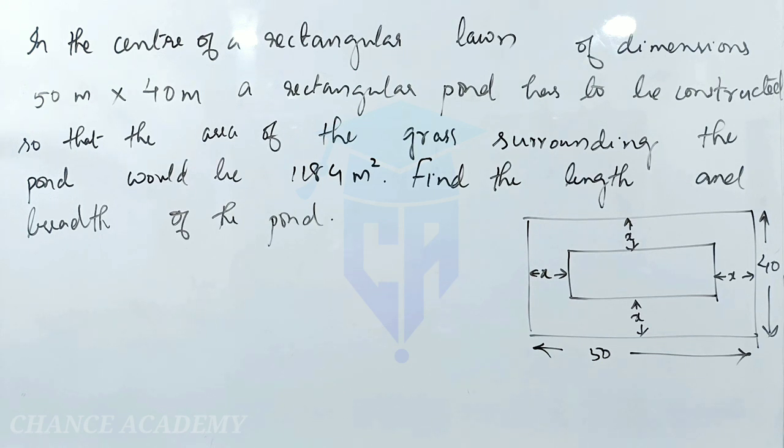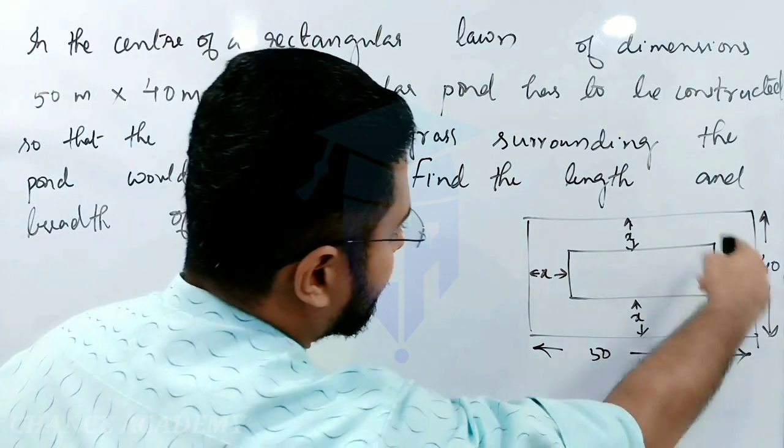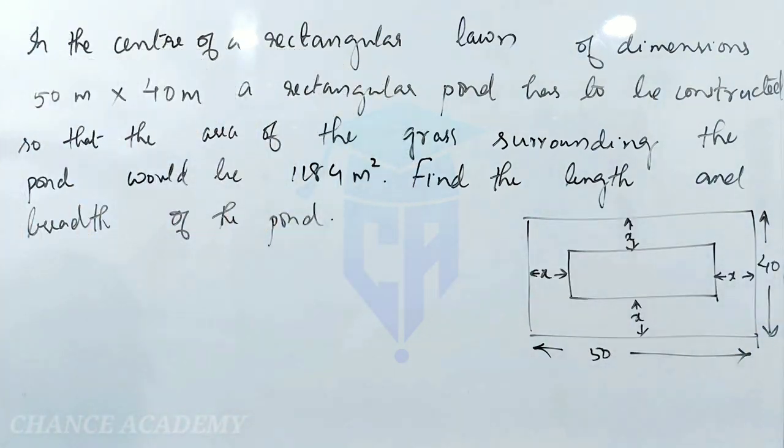It's an application question. In the center of a rectangular lawn of dimensions 50 meters and 40 meters, a rectangular pond has to be constructed so that the area of the grass surrounding the pond would be 1184 meters square. Find the length and breadth of the pond. That's the question. According to the given figure, the width of the grass area is uniform. The length of the rectangular lawn is 50, and the breadth is 40.